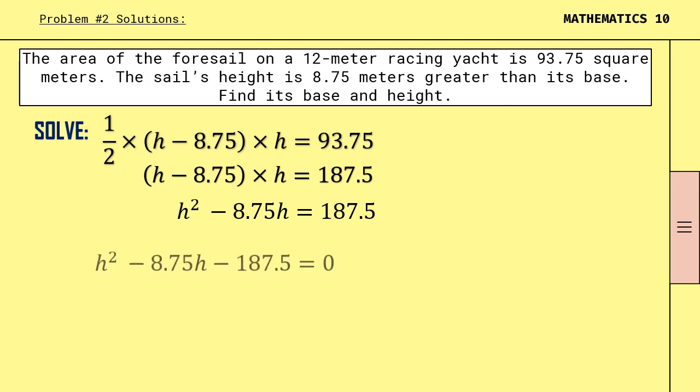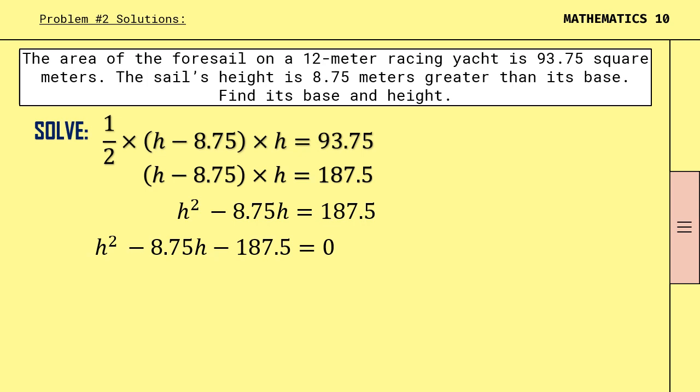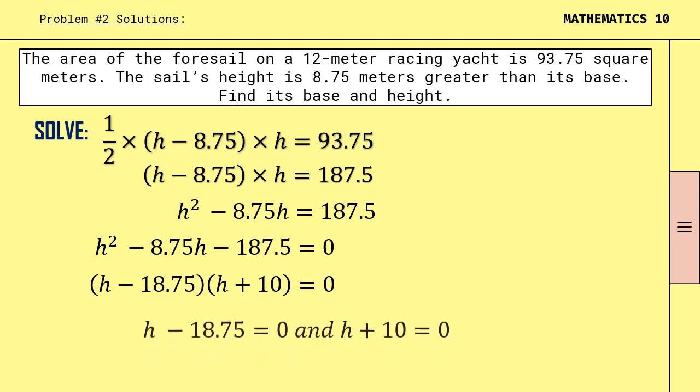Then after that, we combine the terms and equate to 0. So we're going to have this trinomial on the left side of the given equation, h squared minus 8.75h minus 187.5. From here, we are going to factor this so that we will be able to find the zeros or the roots for this given equation. So we come up with h minus 18.75 and another factor is h plus 10.